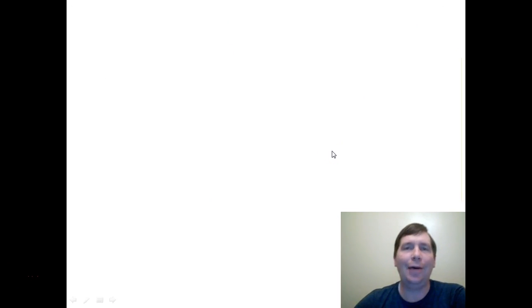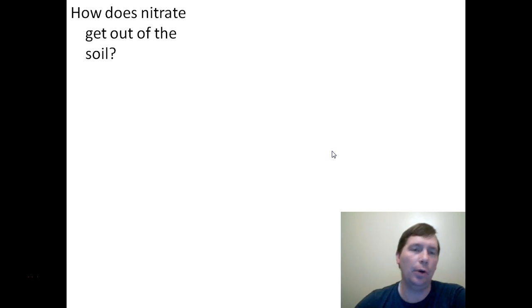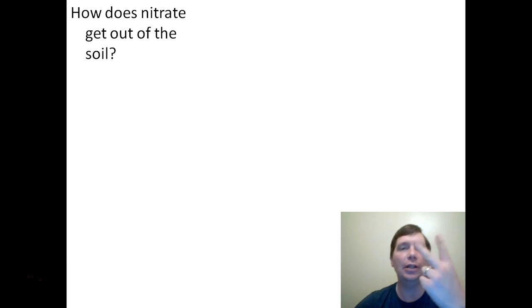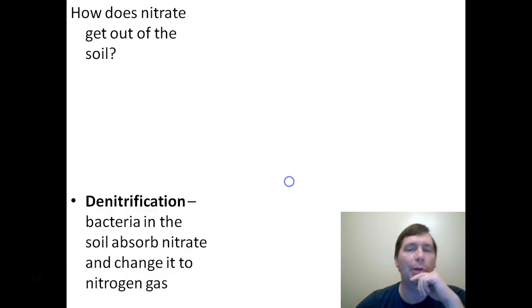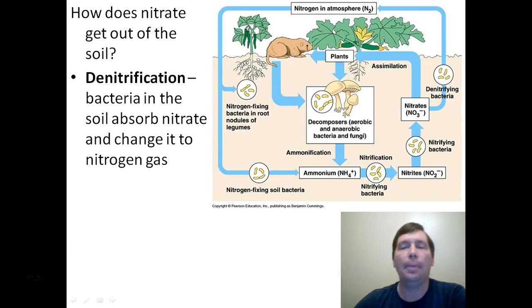So we've talked about how we get nitrate into the soil. Now we need to talk about how we get nitrate out of the soil. So we talked about how nitrogen fixation, decomposition, and animal waste all work to add nitrate to the soil. Now we need to talk about how we get nitrate back out of the soil. Let me explain why this is important. The step that is going to remove nitrate from the soil is called denitrification.